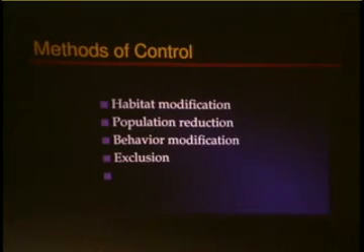Population reduction. Could we trap them? Could we poison them? Could we fumigate them and reduce their numbers? This is a controversial area because some people don't want to trap them, some people don't want to poison them, some people don't want to use pesticides, and if that's how they want to do it, then that's fine. But this is a way to deal with vertebrate pest problems in gardens.